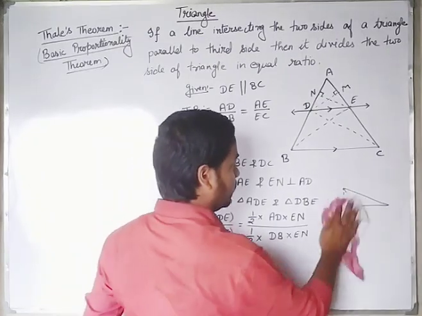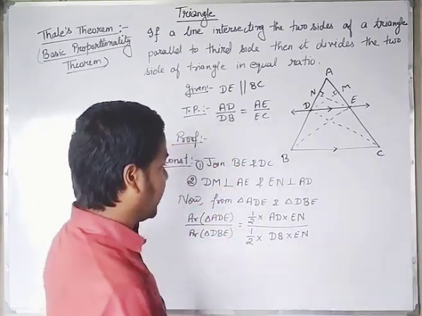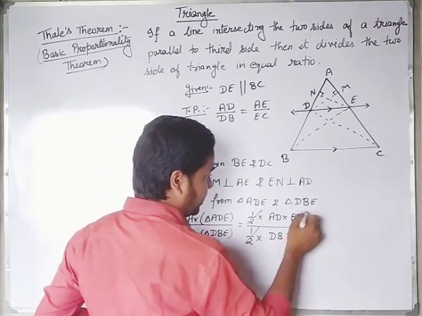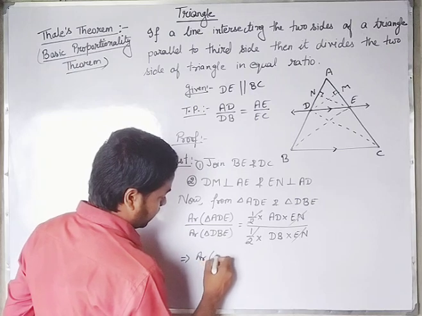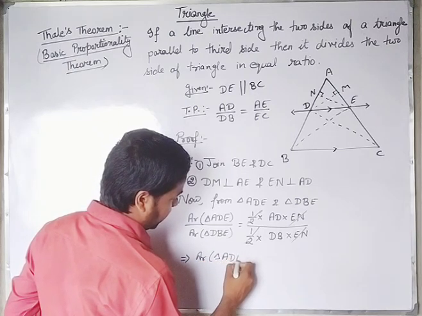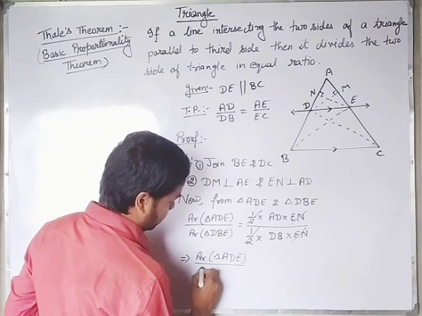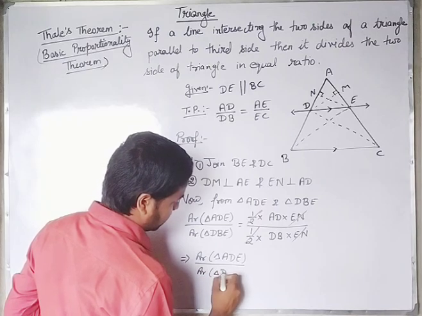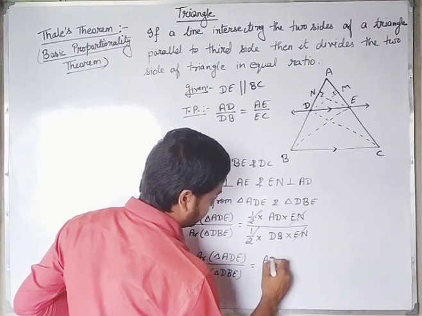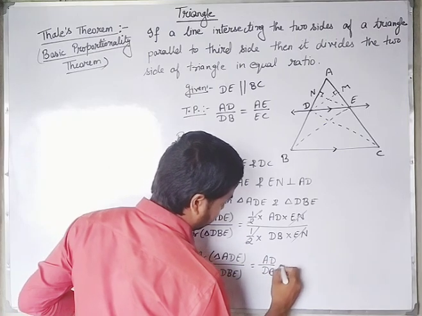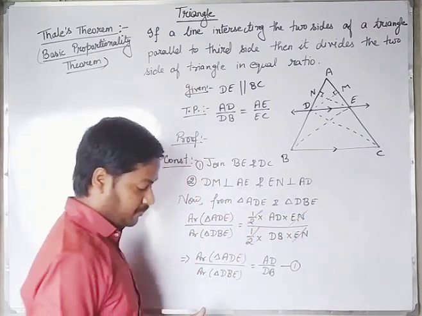Now after that we will cancel. Half cancelled, EN cancelled. So what do we have here? Area of triangle ADE by area of triangle DBE is equal to AD by DB. Let it be equation 1.